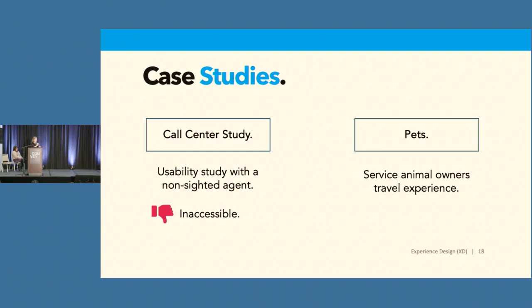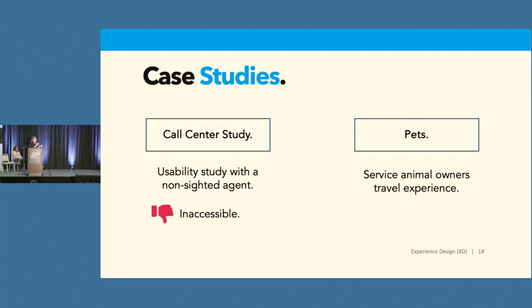Another case study we had was pets. All of our Hilton hotels now are pet friendly, and we were doing research to get to this point, and we included a couple studies with service animal owners and their travel experience. So everything we're doing now is digital. We want to get people in our app. We want to pursue this digital experience. The less time people come into the front desk, the better.